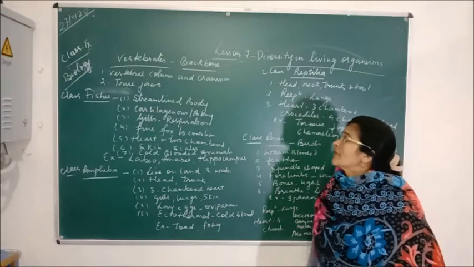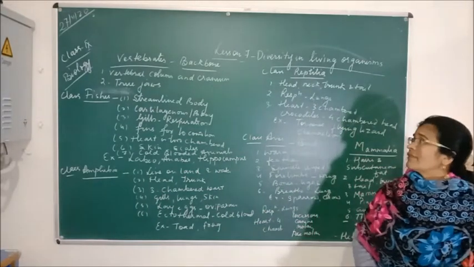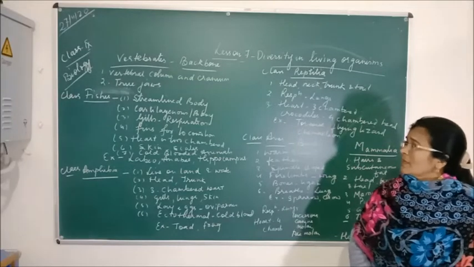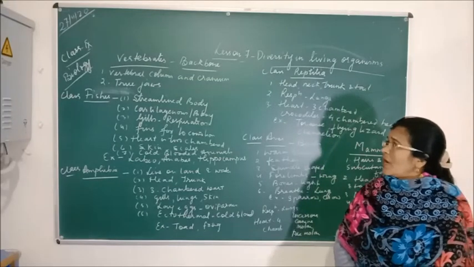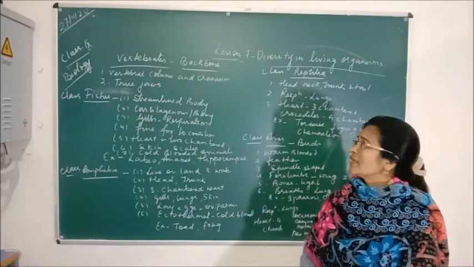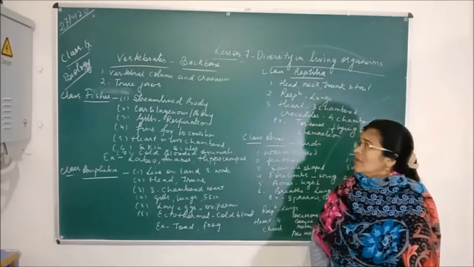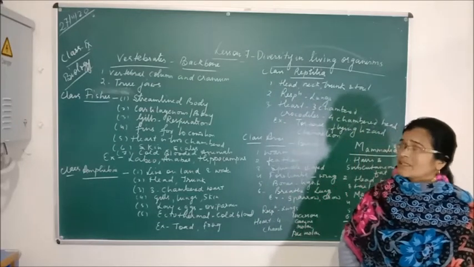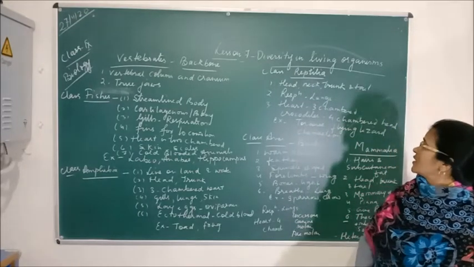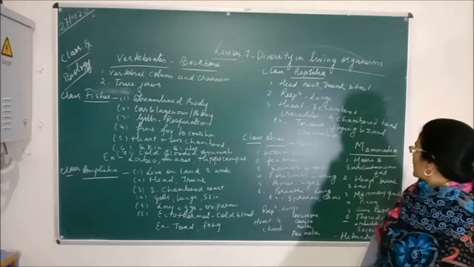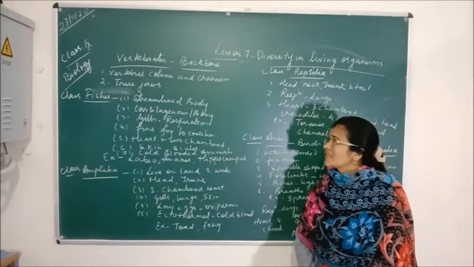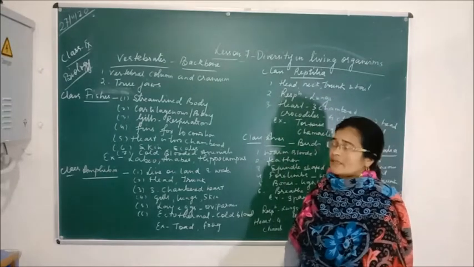You all know that vertebrates are those animals which have a backbone, or we can say they have a vertebral column and cranium. They also have true jaws, and the animals which belong to the vertebrates are divided into 5 classes. First class is the fishes. Second is the amphibians, third is reptilia, fourth is the aves, and the fifth is the mammalia. We'll discuss the characteristic features of these animals one by one and their examples.